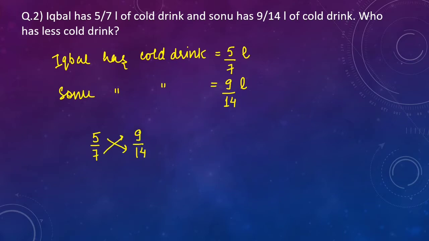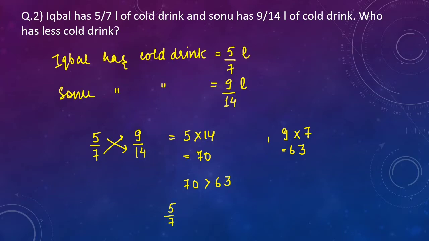Cross multiply these fractions. 5 into 14, 9 into 7. So it will be equals to 70 and 9 into 7 is 63. So we can see 70 is greater than 63, which means 5/7 is greater than 9/14. So Sonu has less cold drink.